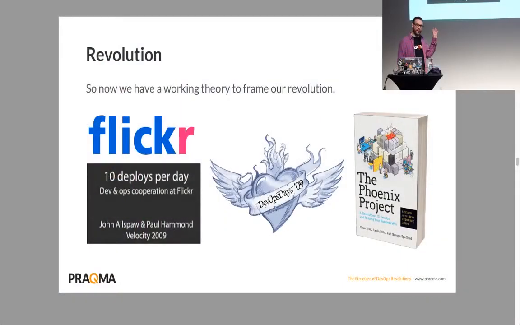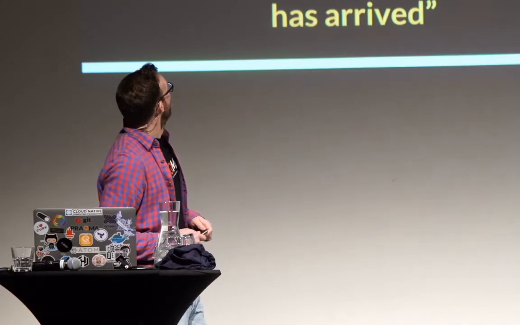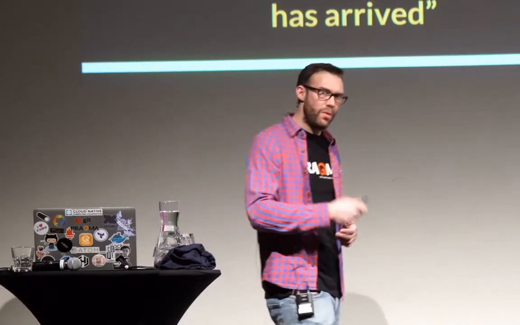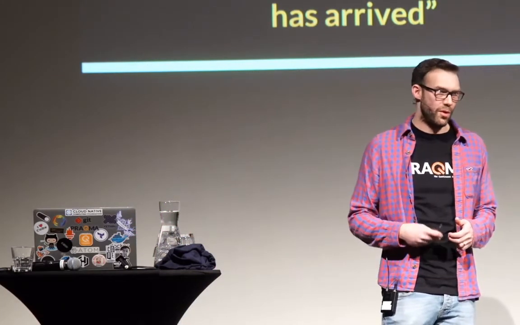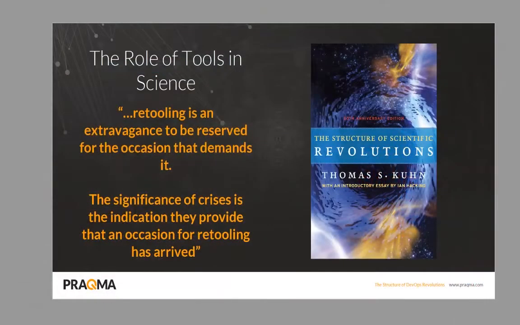So there we had it. We already had our history lesson this morning, but there were some important steps along this journey, and that was where we started to get some achievements on the board. Flickr was able to deploy 10 times a day. DevOpsDays brought together a movement and the community, and then we got our Bible, The Phoenix Project, which showed us how these things actually worked. So these achievements were really important steps on that progress. Okay, so now we're into the revolution. We've got some achievements up on the board. People are interested. We're having conferences about it.